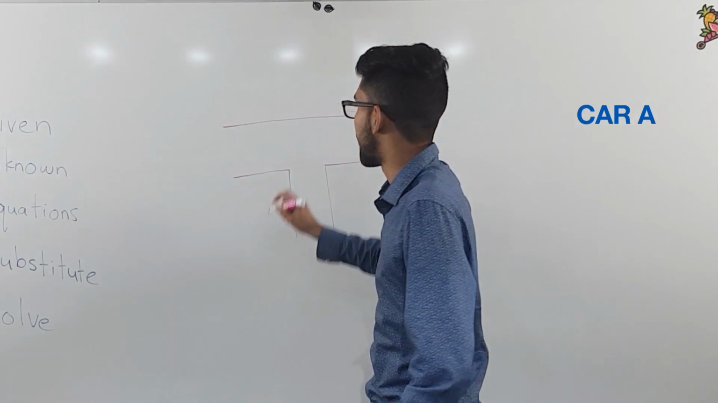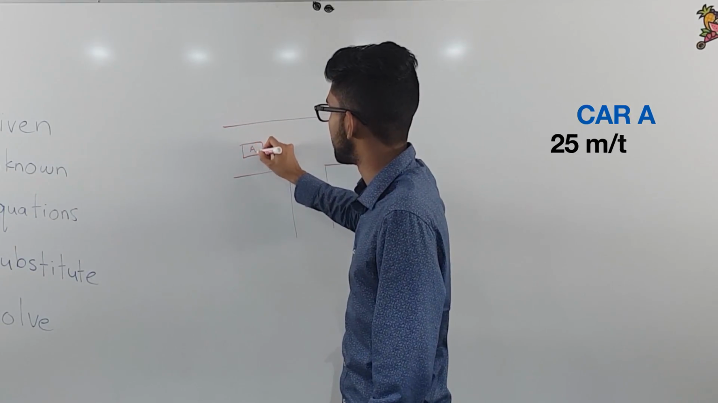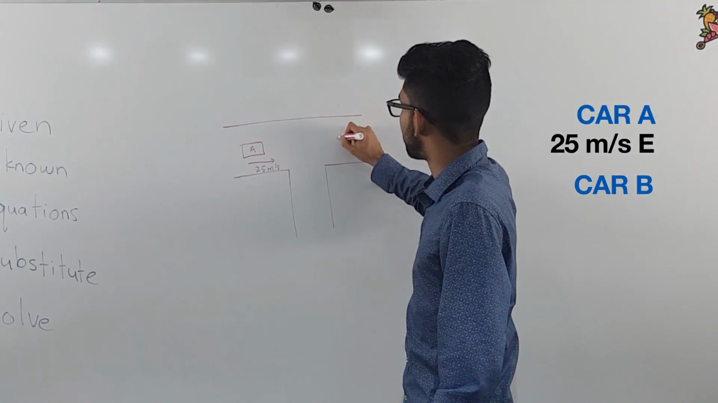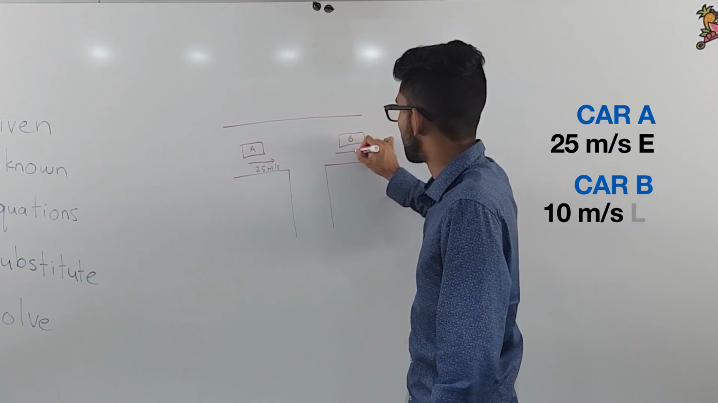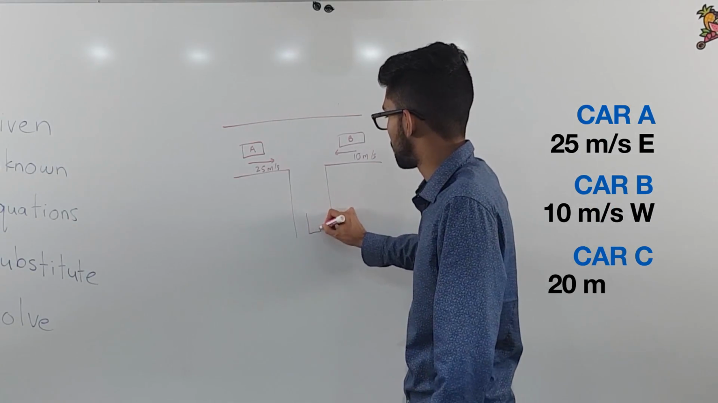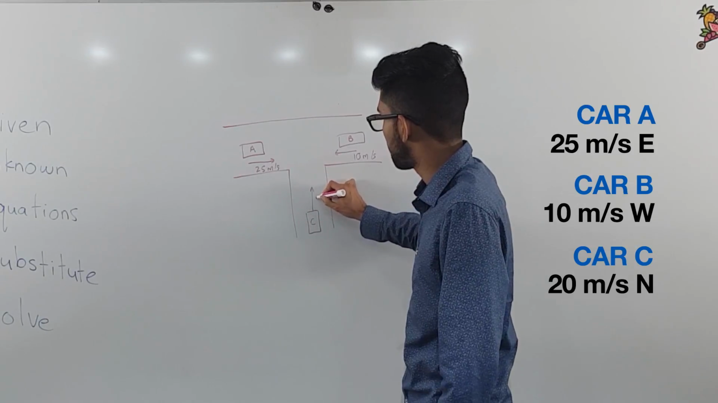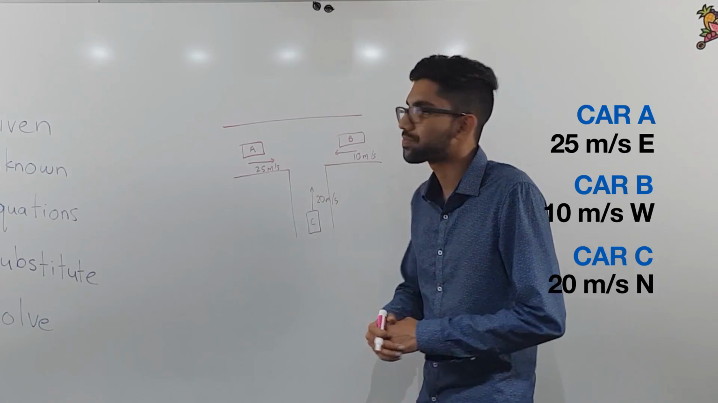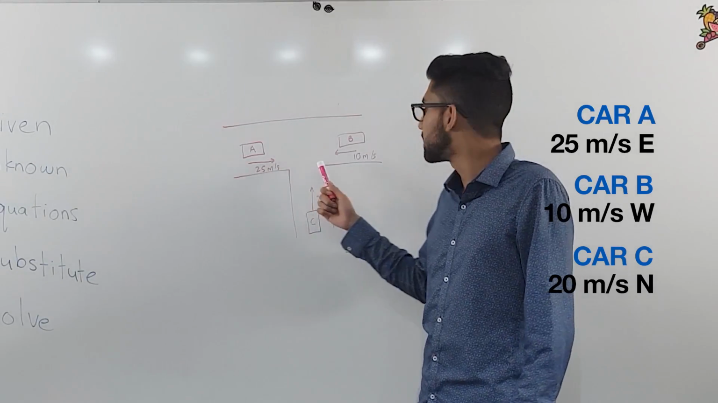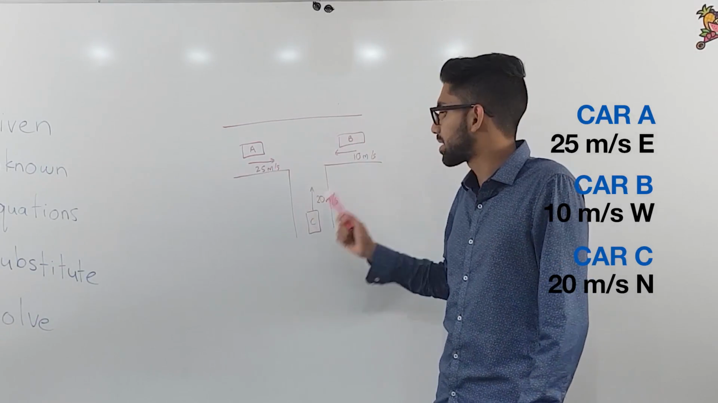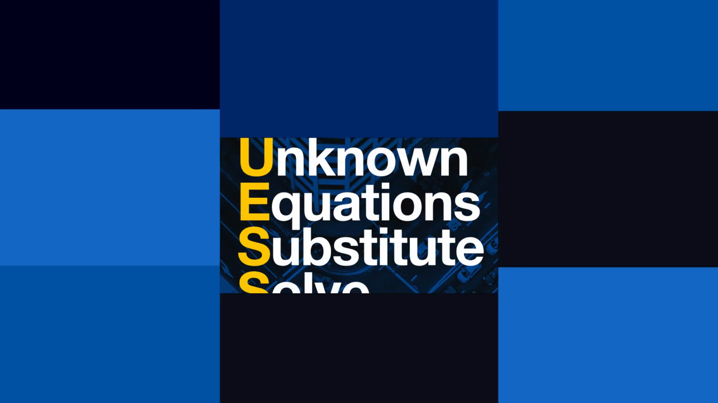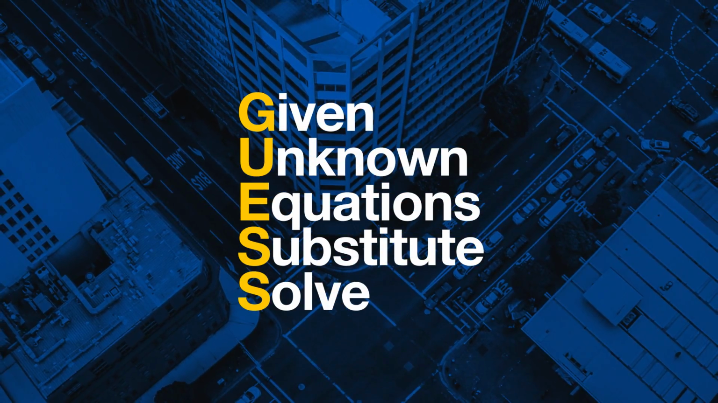We have car A traveling at 25 meters per second to the east. We have car B traveling at 10 meters per second to the west. And we also have car C traveling 20 meters per second north. As you can see, they all meet at the intersection.